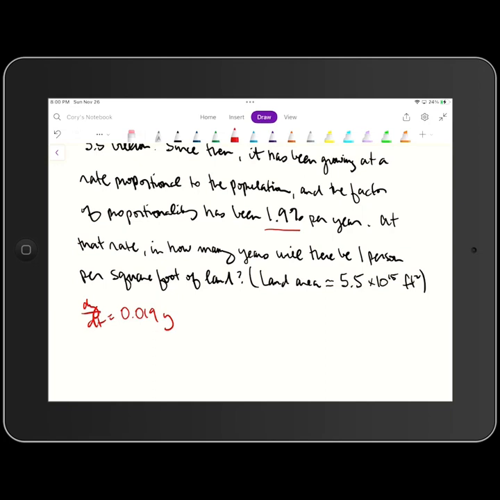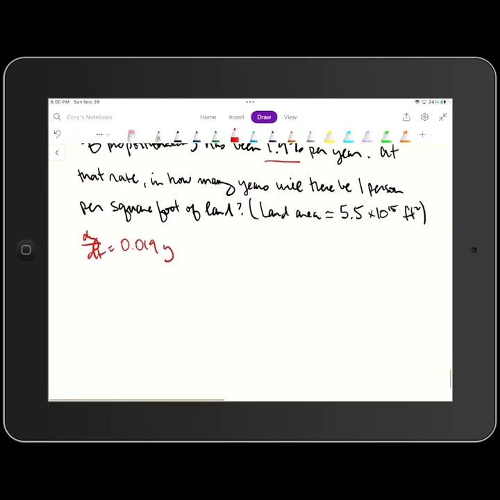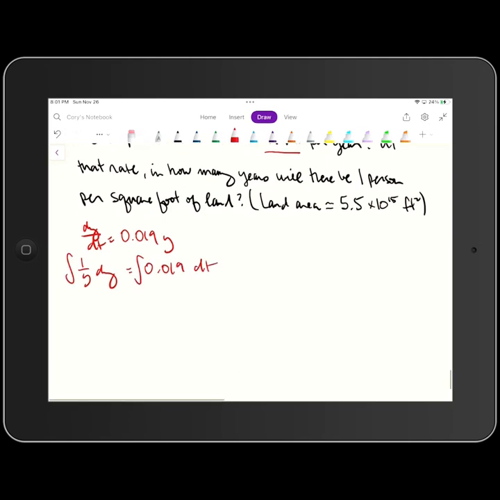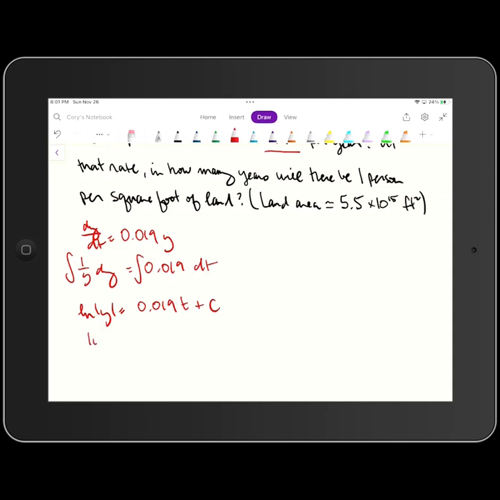We're going to solve this by integration by separation of variables. So we get 1 over y dy equal to 0.019 dt. And then we can go ahead and integrate both sides. So we get the natural log of the absolute value of y equal to 0.019 t plus c. Again, I'm going to apply e to both sides. So that gives me the absolute value of y, and then I'm going to rewrite the right-hand side as e to the c power times e to the 0.019 times t power.